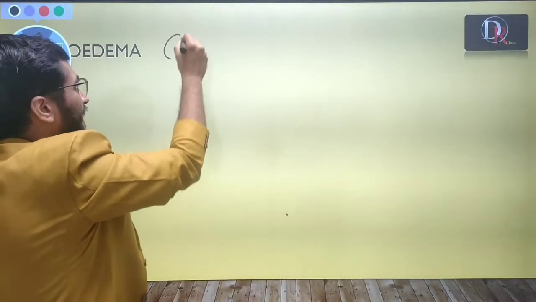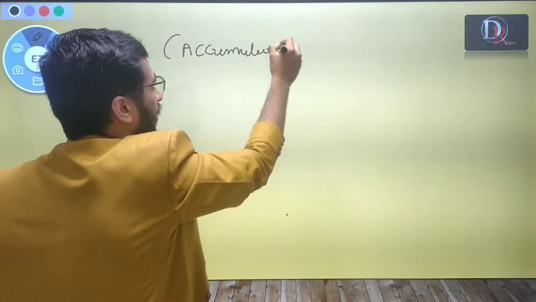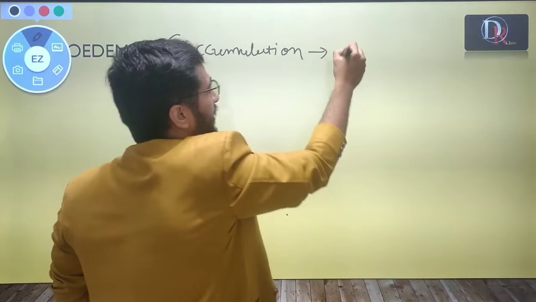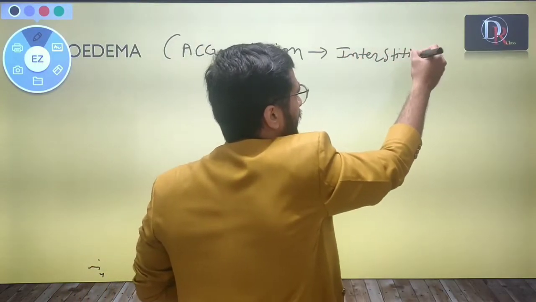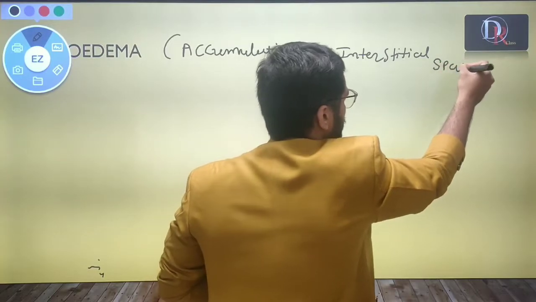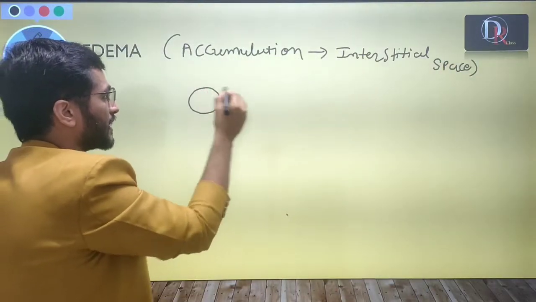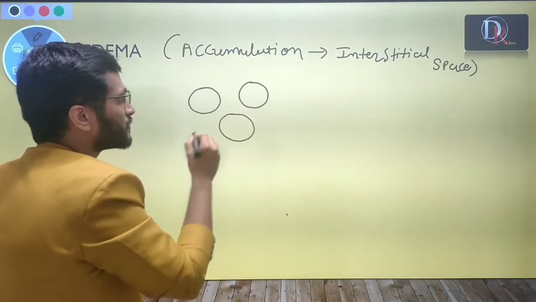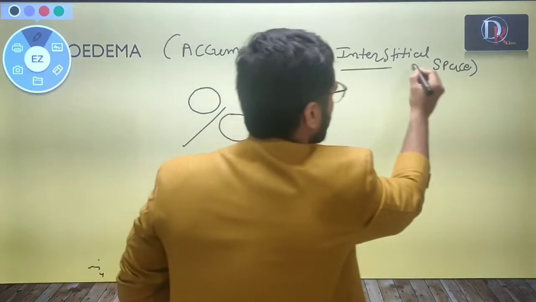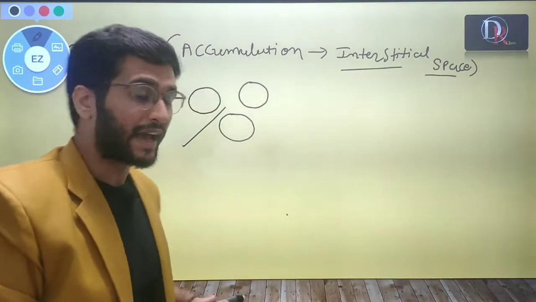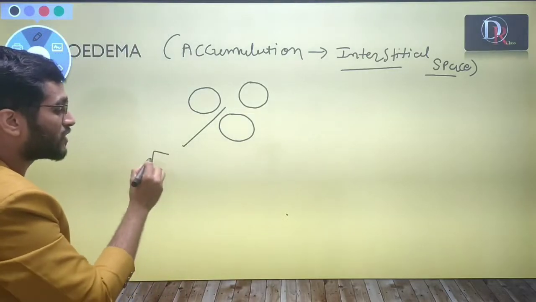The next term is edema. Edema is the accumulation of fluid inside the interstitial space. Now, what is interstitial space? Basically, the interstitial space is the space between cells. Normally, cells possess space in between them, and that space is known as the interstitial space. And in between them, a fluid is present that is known as the extracellular fluid.